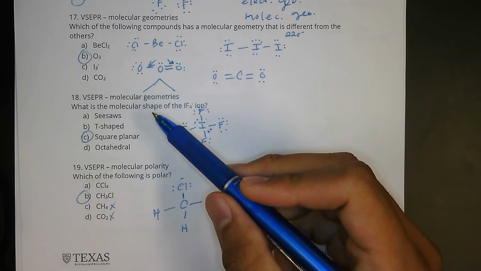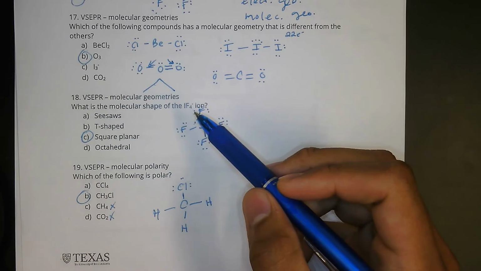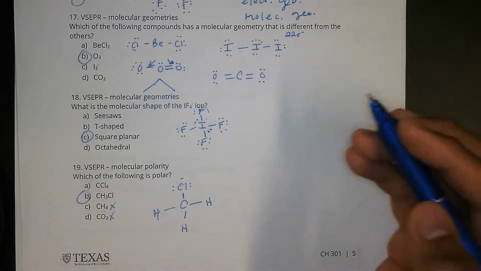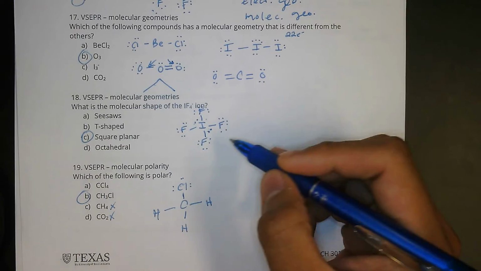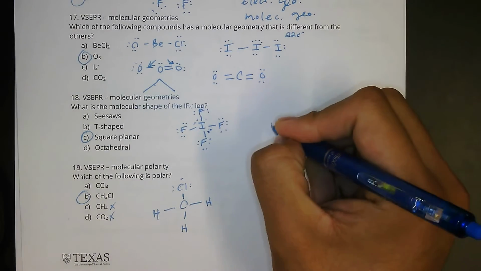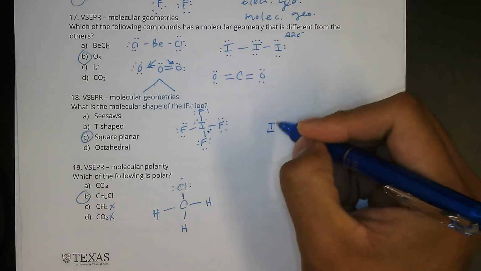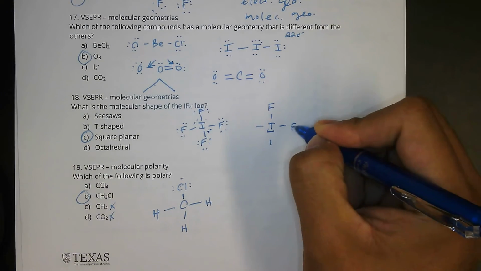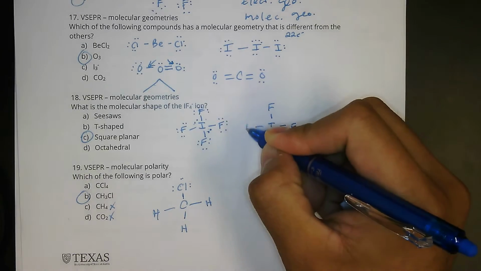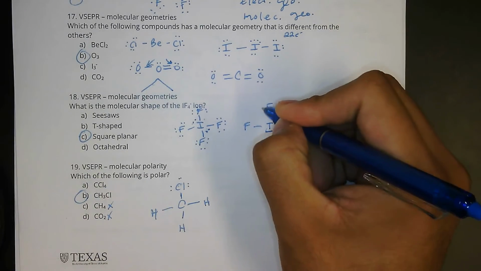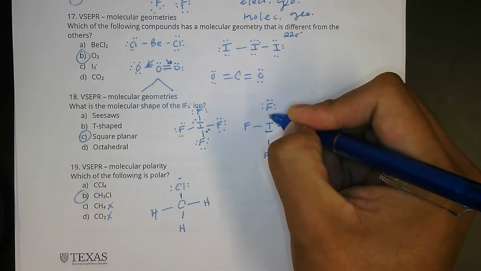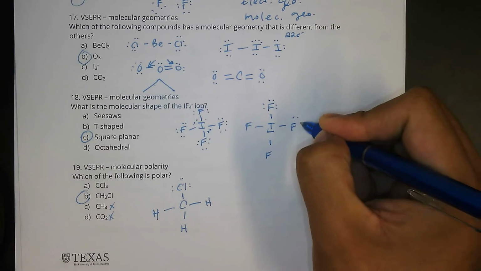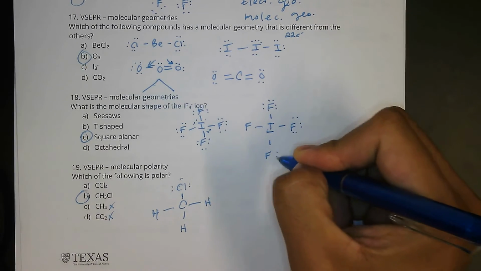For this one, it says what is the molecular shape of IF4 minus ion. So for this one, you have iodine in the center, and then we need 1 fluorine on each side. And we know that each fluorine is in group 7, so it'll want to contribute only 1 electron to that bond, and then it'll want to hold on to its other electrons for itself.